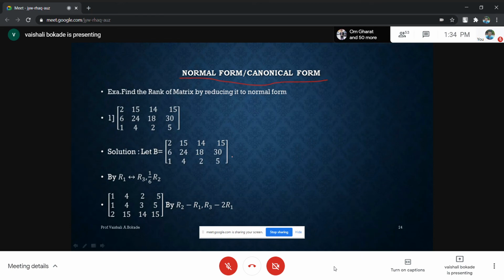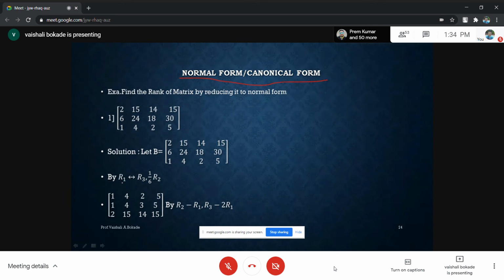So see, I have this matrix B. It is a 3 by 4 matrix. As I told you previously, I require the element at the 1,1 place to be 1. For converting the element at the 1,1 place to 1, I am interchanging R1 and R3.